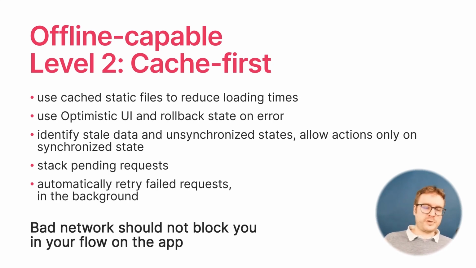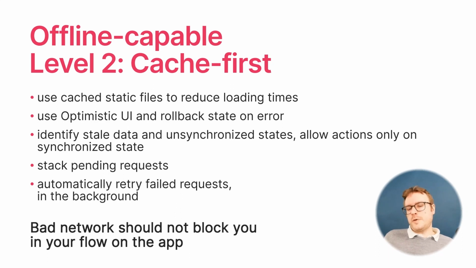For example, on some projects, I use a timeout to send the request after 1, 2, 3, 6, 10 seconds, on a progressive incrementing delay, just to make sure that we can send the request as soon as possible without saturating the network. So the end goal of this level 2, cache first, is that the bad network conditions should not block the user in the flow in his application. He should be able to continue to use the application.